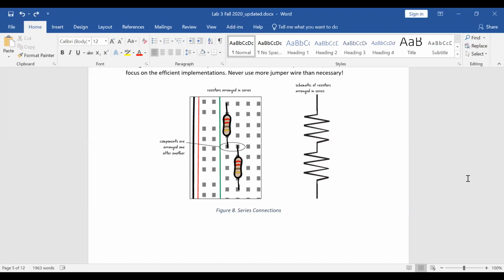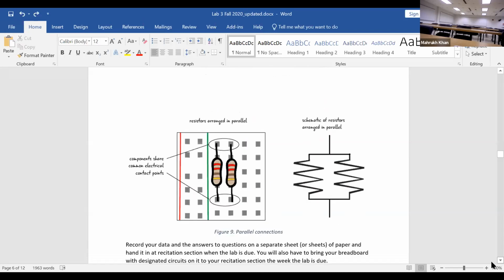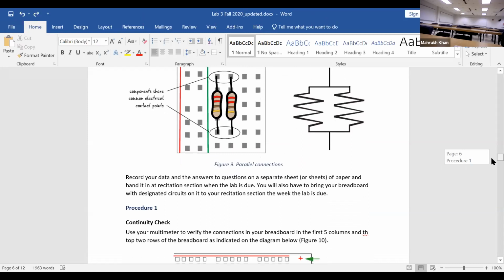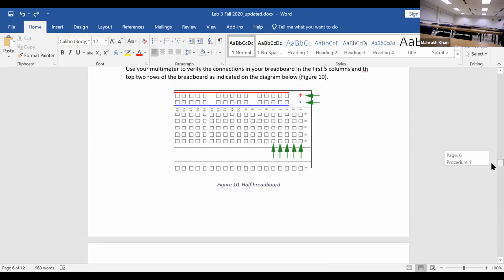Okay, then if you move further here in figure 9, you can see that they are connected in parallel, and in parallel, you know that both legs should be at the common point, and you know this is the common point, so that's why both legs will be on the common point, and that will be the connection in parallel. But right now we will not use two resistors, we will just use one resistor, and we will do first of all the continuity check.